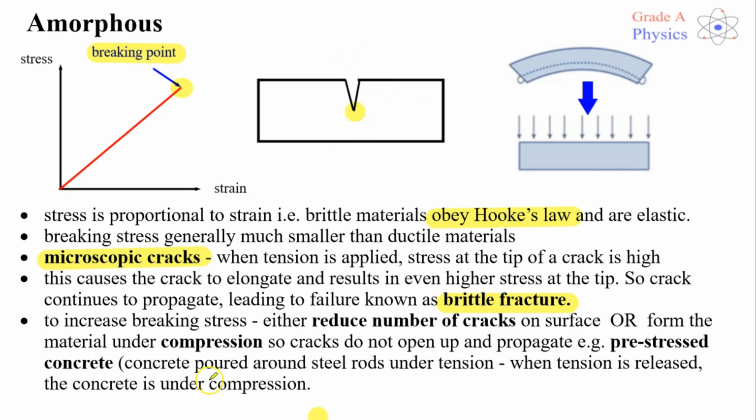Another thing we can consider is if I just have a cross-section rectangle shape here and I apply a load to the top, then it's going to bend slightly. If it bends slightly, then we're going to increase the tension in the lower section and the compression in the higher section.